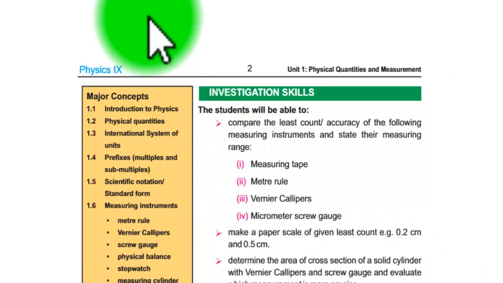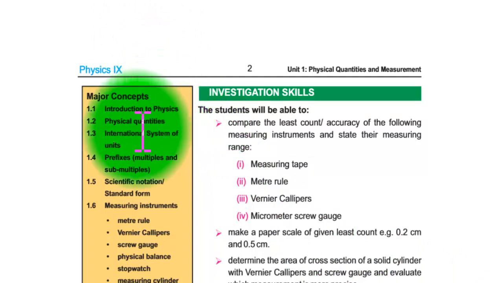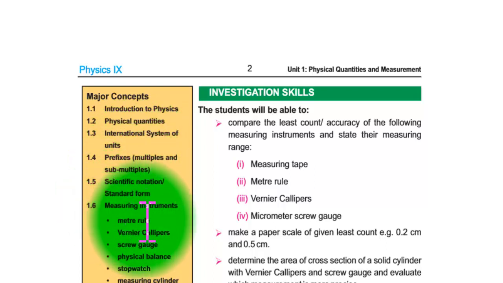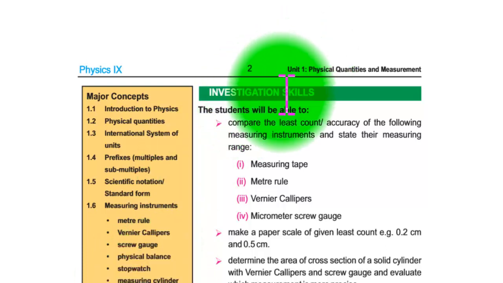So Physics 9 concepts. Major concepts: introduction to physics, physical quantities, International System of Units, prefixes, multiples, scientific notation, standard form, measuring instruments, meter rule, vernier caliper, screw gauge, physical balance, stopwatch, measuring cylinder, and introduction to significant figures.